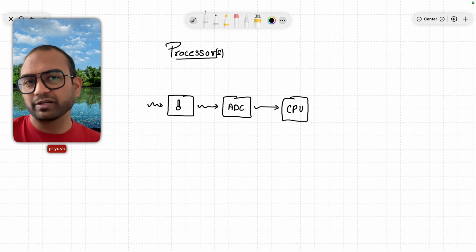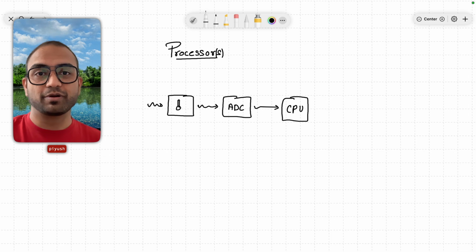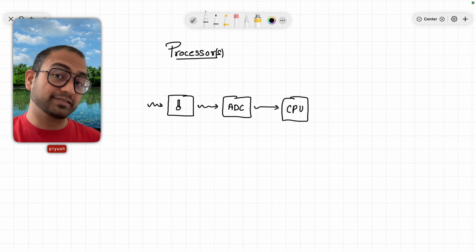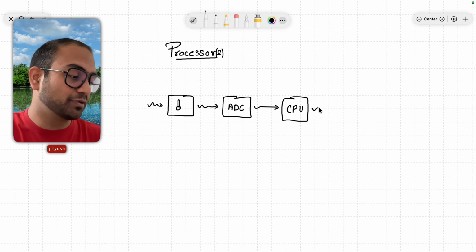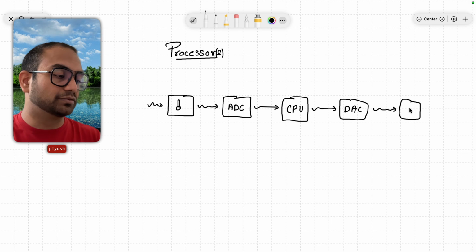And this is a simplified version, by the way. As we'll see, this whole processor block, the processing block, is the deal. That is what we want to program. Then this sends out to a DAC, and then that goes back to the actuator.